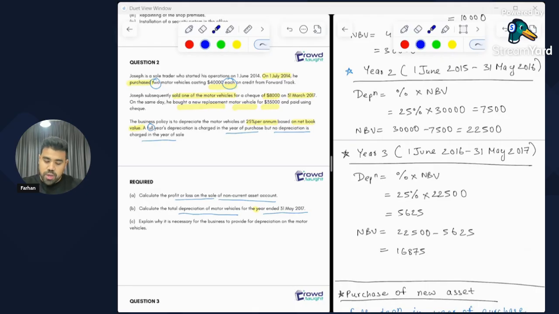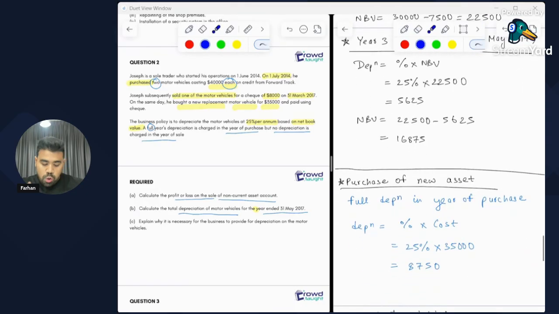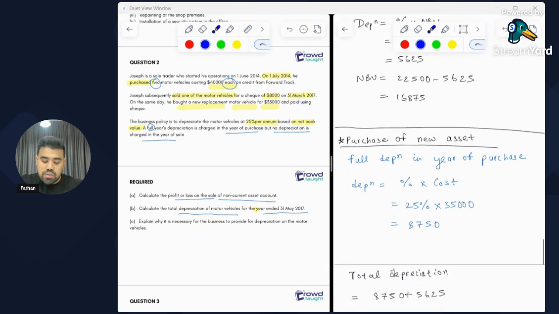All right? Okay. Now, we had also purchased a new asset, right? And this was given in the second, basically the last line of the second paragraph, which says that on the same day, he bought a new replacement motor vehicle for $35,000 and paid using check. All right. So there is a purchase of a new asset, and based on the company policy, we do a full depreciation in the year of purchase, which means if I want to find depreciation, I'll simply multiply the given percentage of 25 with the original cost of 35,000.